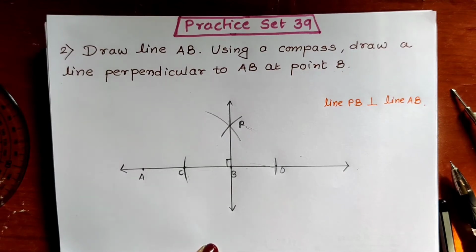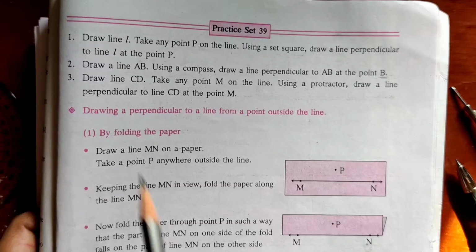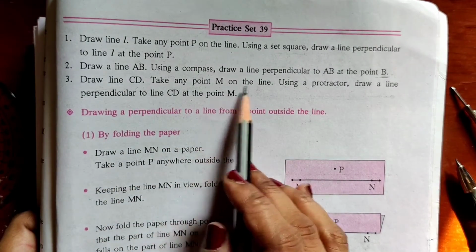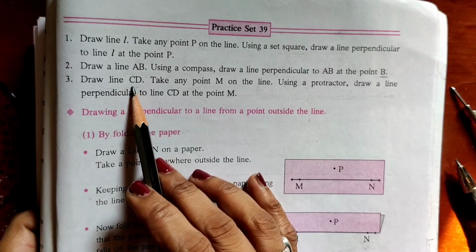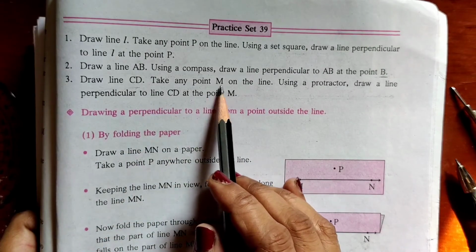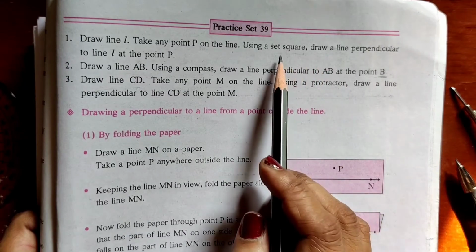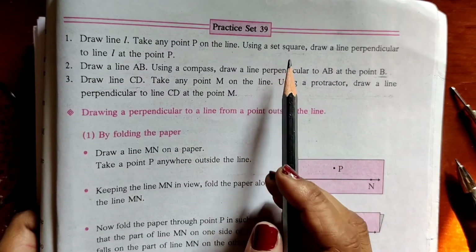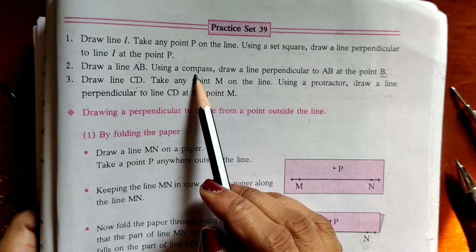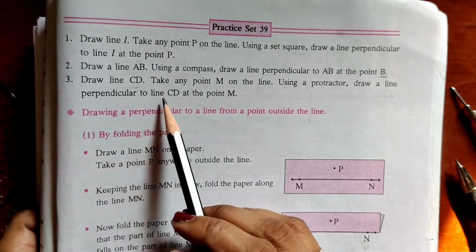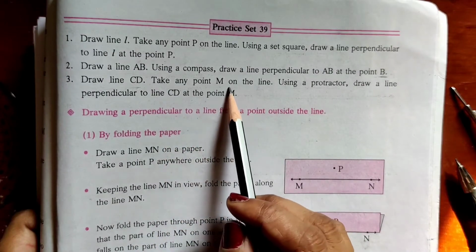Now let us go on to the third sum. Third is draw line CD. Take any point M on the line. Again we have to draw line CD and we have to take point M on the line. Now we have to use the protractor. In the first question we used a set square. In the second question we used a compass. Now we have to use a protractor to draw a line perpendicular to line CD at point M.